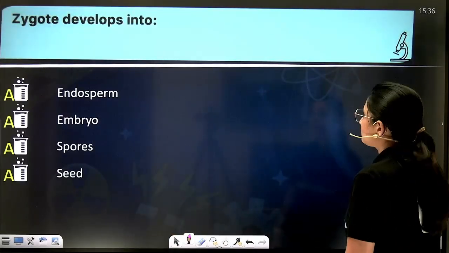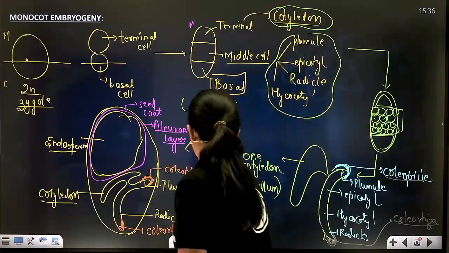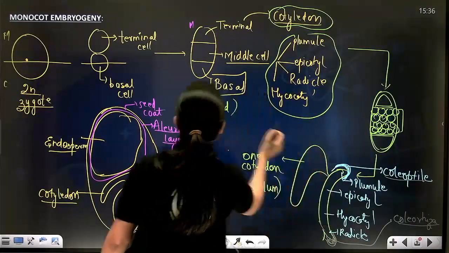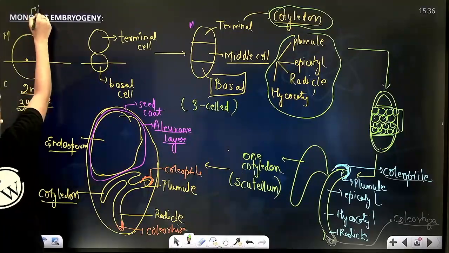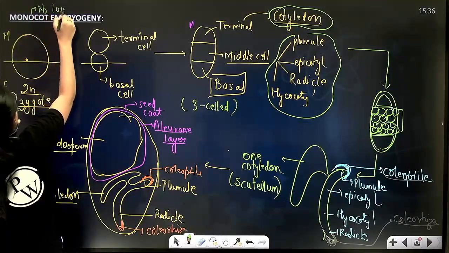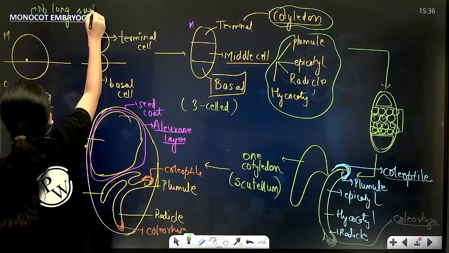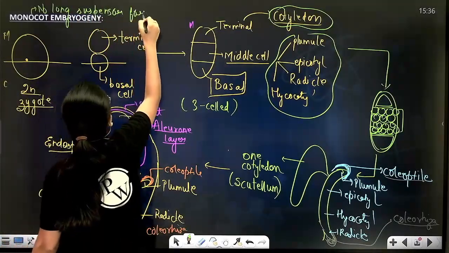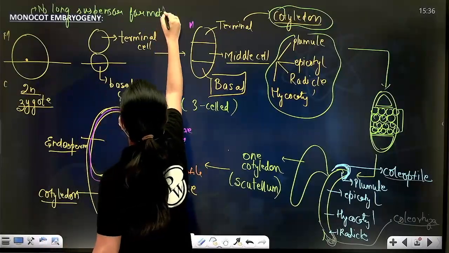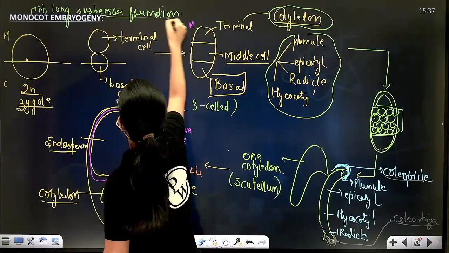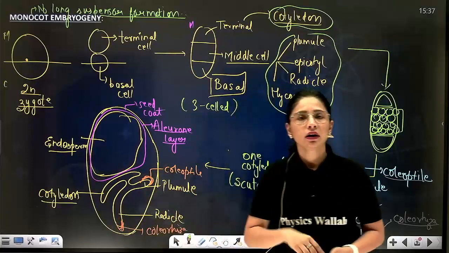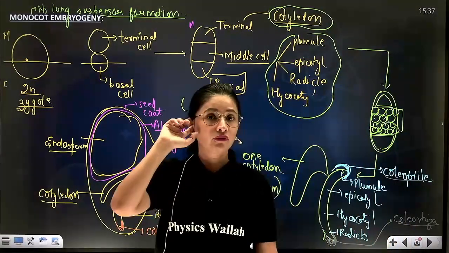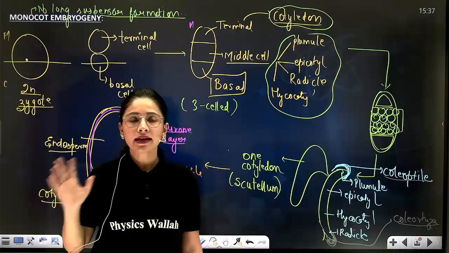Correct? So here let me write somewhere: no long suspensor formation. This is how the embryogeny of monocots actually exists.